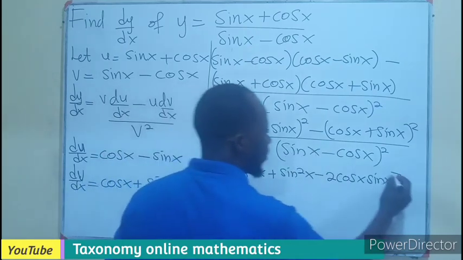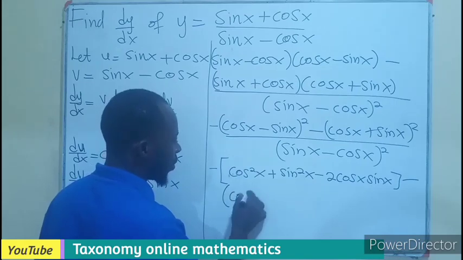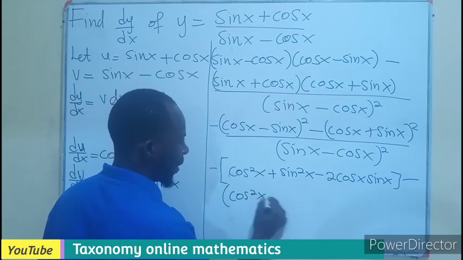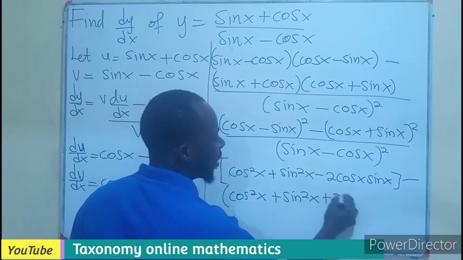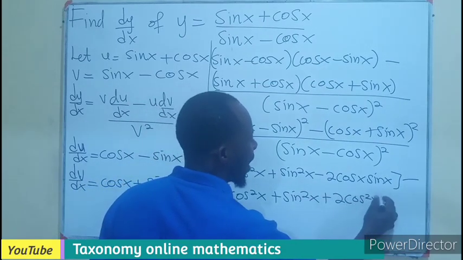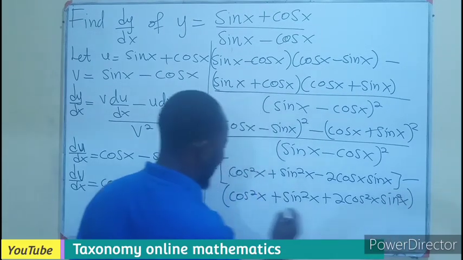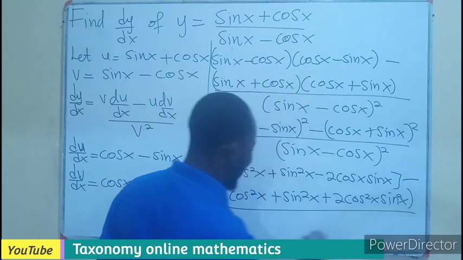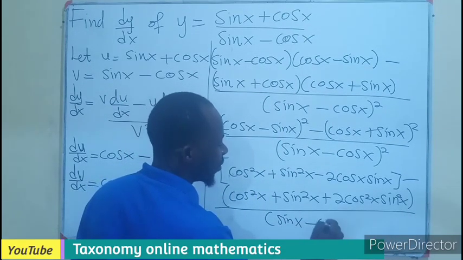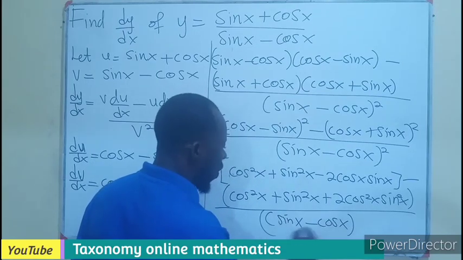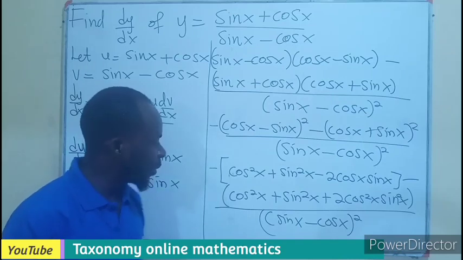Alright, then our minus sign will come. Square the first, which will be cos square x plus sin square x plus 2 cos x sin x. Don't forget, all these still under (sin x minus cos x) all squared. Alright, we are moving somewhere.